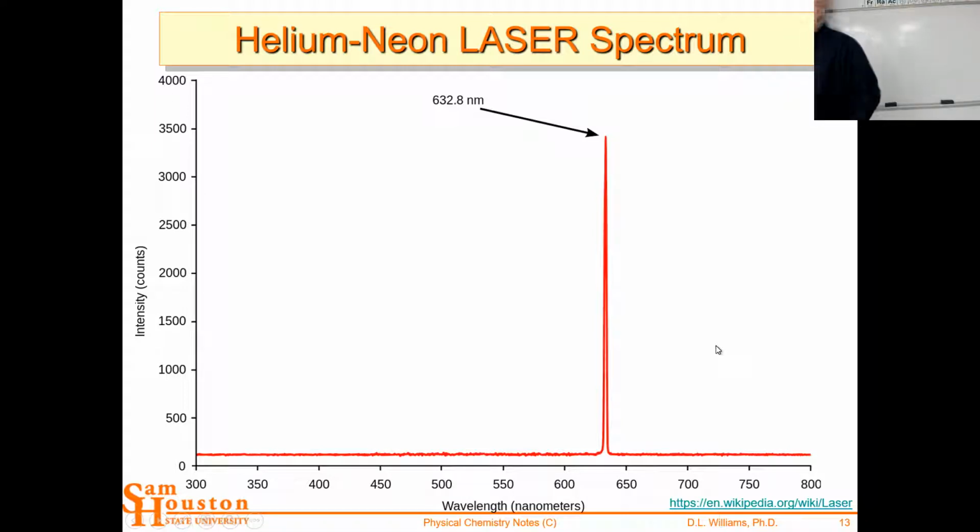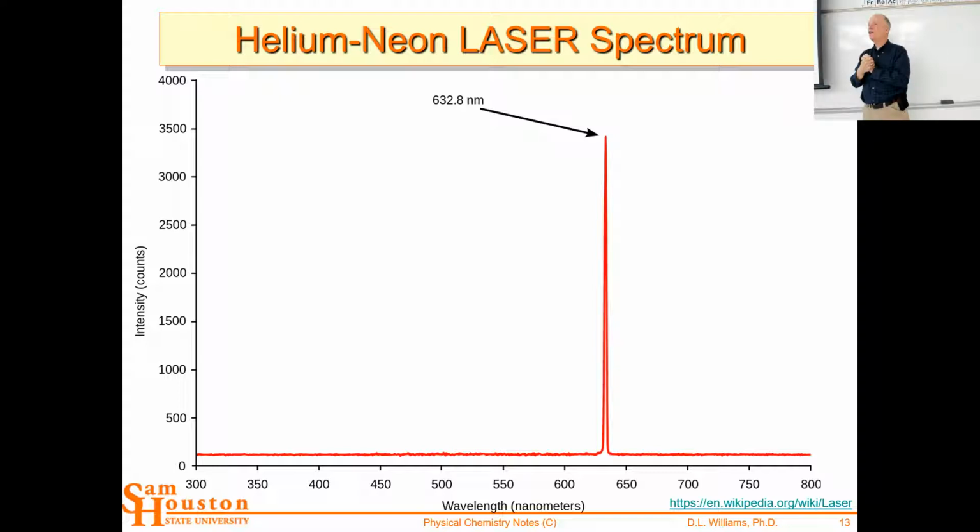Here's the spectrum of the helium-neon laser. Doesn't look very interesting, does it? But when a spectroscopist sees this, they go, yes, why? Why would I be excited about this spectrum of a helium-neon laser? Just one wavelength, but what can I do with that then?